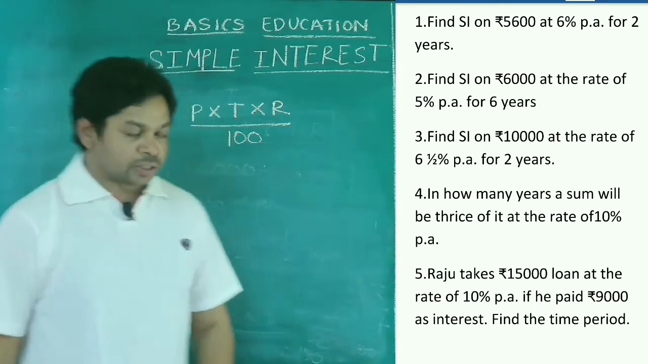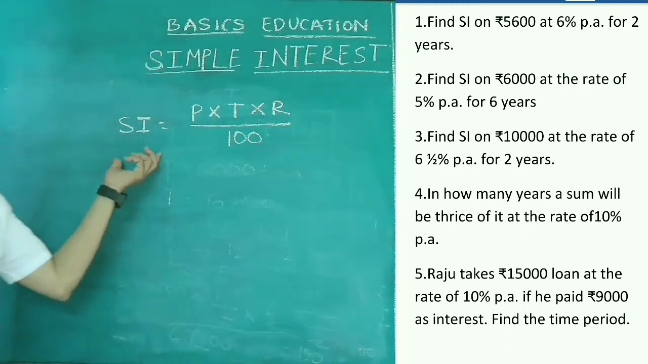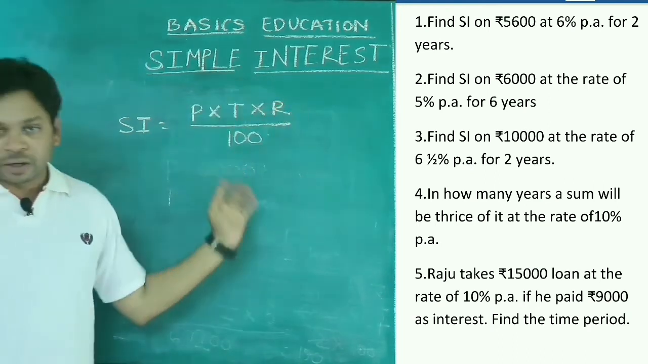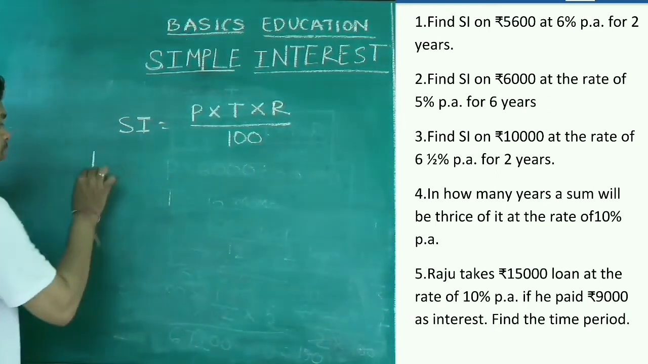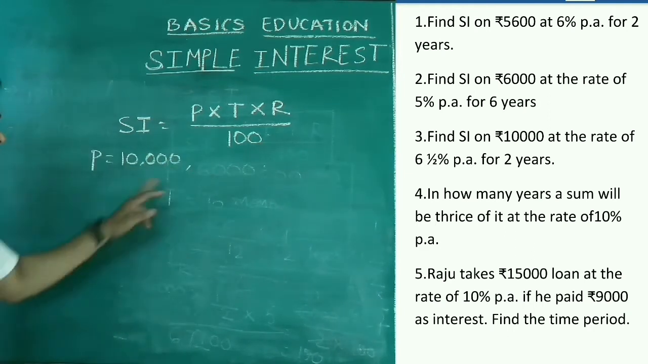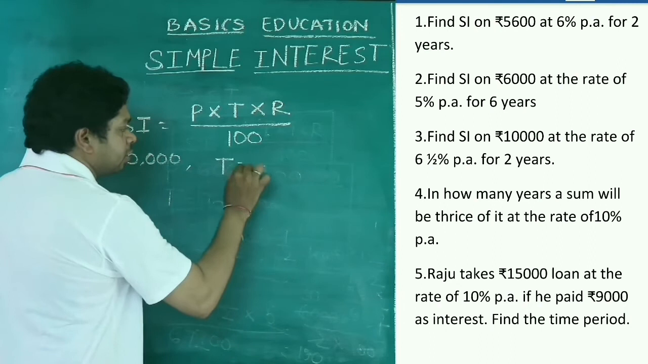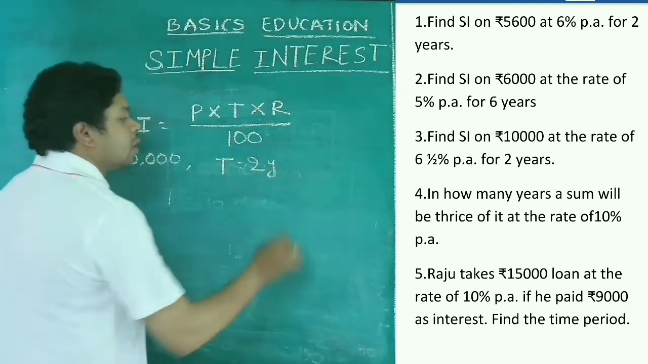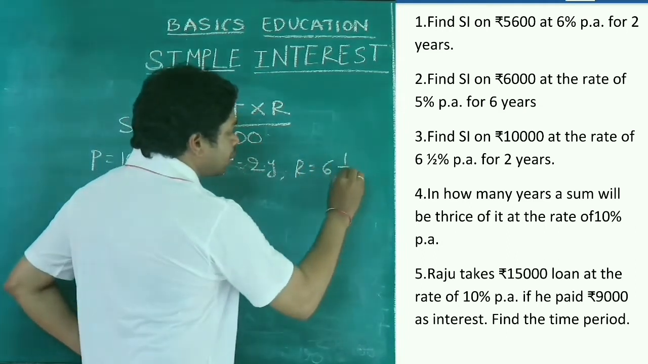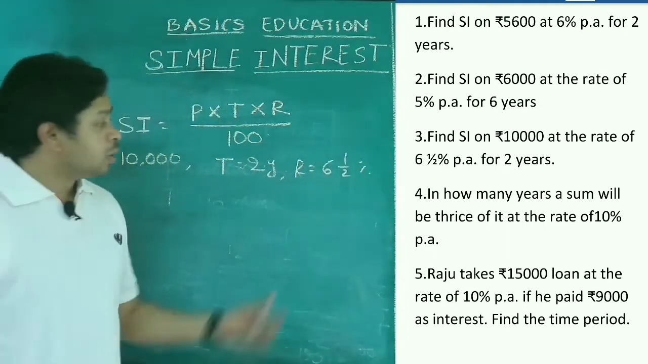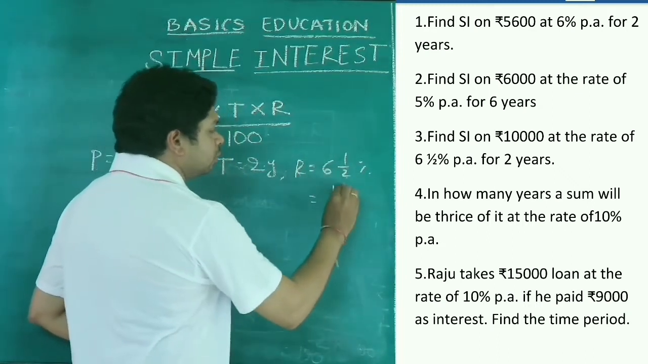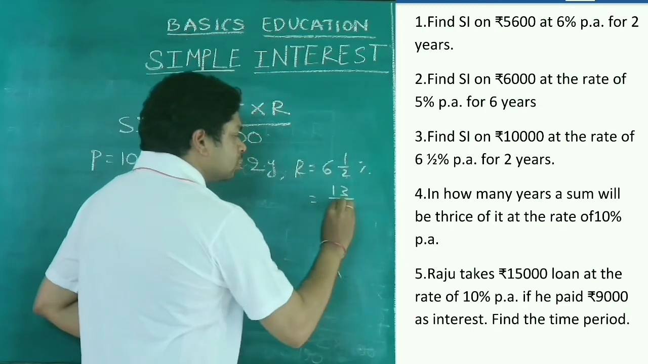So we know the same formula, that is simple interest is equal to principal into T into R by 100. Then what is the data he has given? Principal 10,000 rupees he has given, and time, what is the time he has given? 2 years, and rate, what is the rate he has given? That is 6 by 2%. So we have to convert this one into 6 2s are 12, 12 plus 1, 13 by 2%.